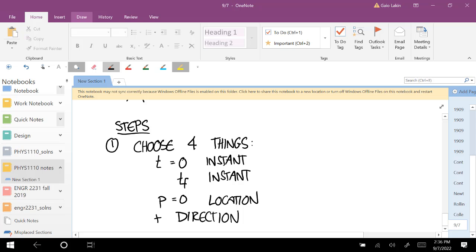You can think of the times as being turning on and turning off the stopwatch. And you can think of the position and positive direction as kind of like laying out your tape measure. What direction are you laying it out? And where are you putting the 0 of your tape measure? That's where all the measurements are going to be taken from. Okay.